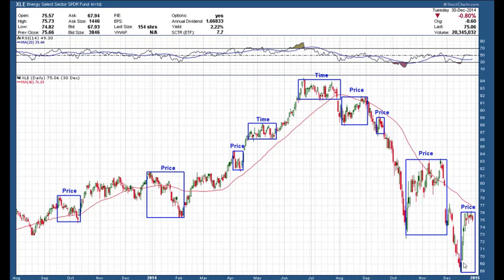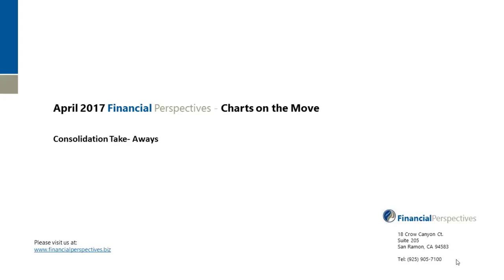Additionally, I would be remiss if I didn't mention the difference in the amount of time the market spends in uptrends versus downtrends. In the case of XLE, it took only 2.5 months to wipe out what it took to make in a whole year. It's the old story about stairs up, elevator down. The takeaways from our look at consolidations are: 1.